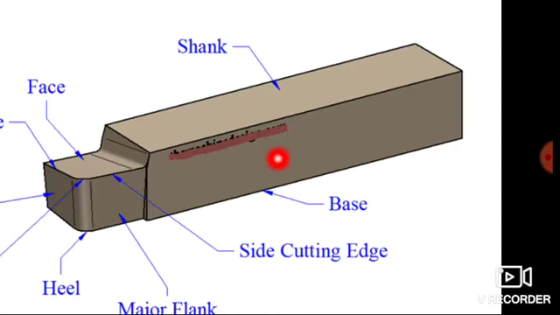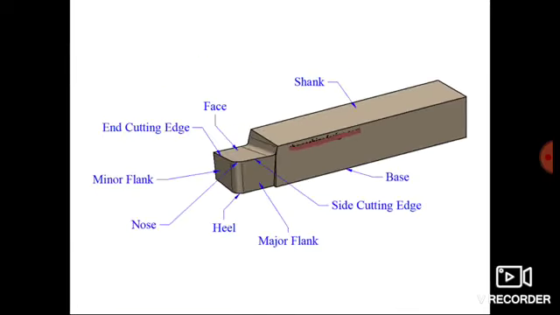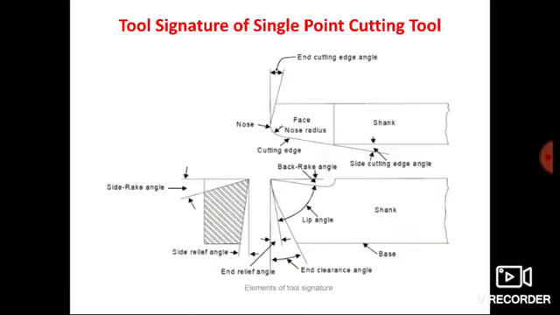Okay, so the shank is nothing but the main body of the cutting tool, and with this shank you can hold the single point cutting tool in a tool post or in the tool turret of your lathe machine. So these are the major parts of a single point cutting tool. Now we will discuss the tool signature of a single point cutting tool, that means the various angles associated with it.